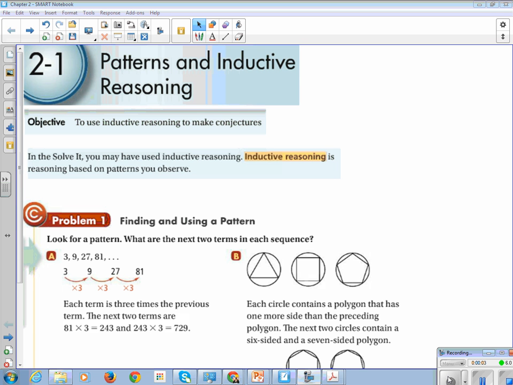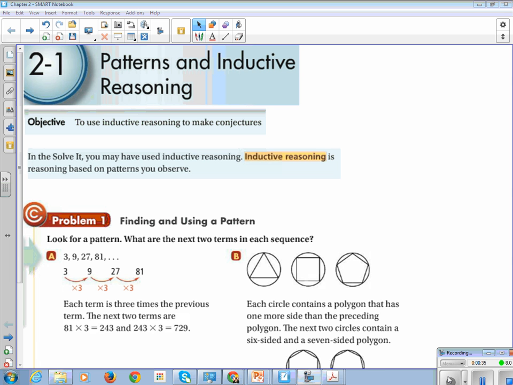All right, so this is geometry, chapter 2, section 1, patterns and inductive reasoning. Now, I hate to tell you this, there is no equation manipulation, there's no adding, subtracting, multiplying, or dividing. This is just informative, kind of like vocabulary. So if you're looking to solve equations or to use a calculator, you're going to be very disappointed.